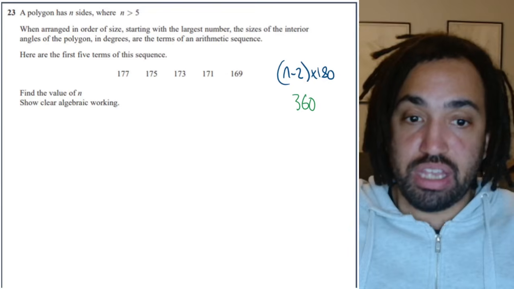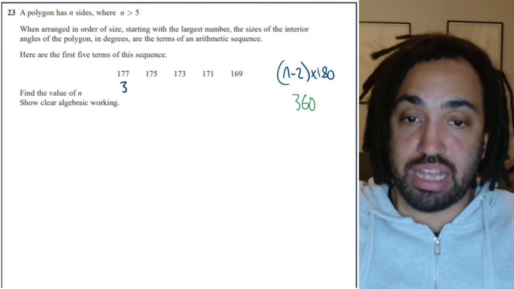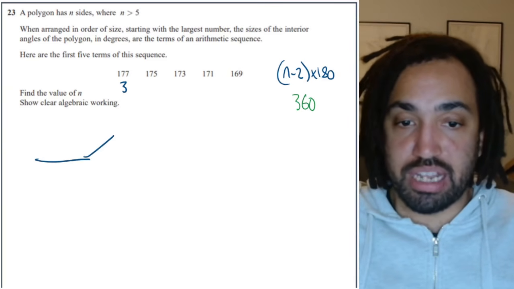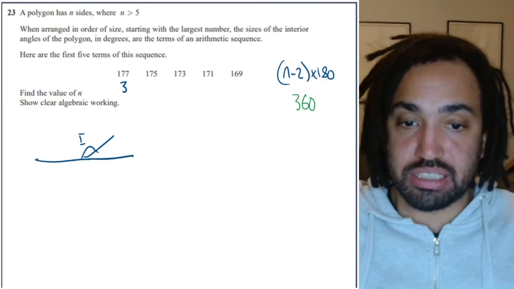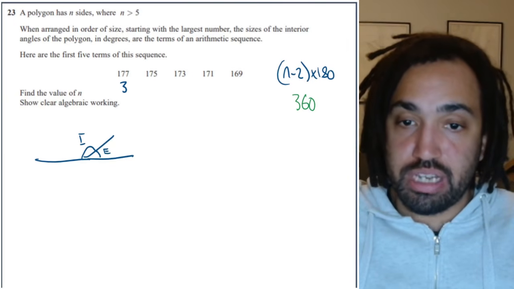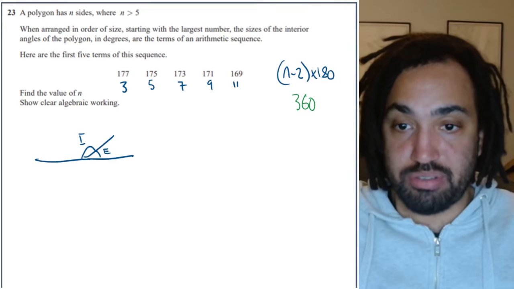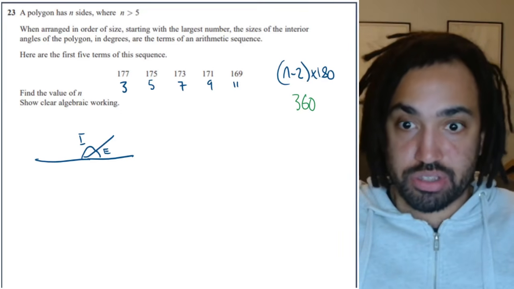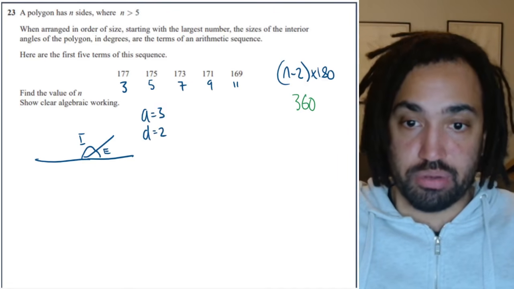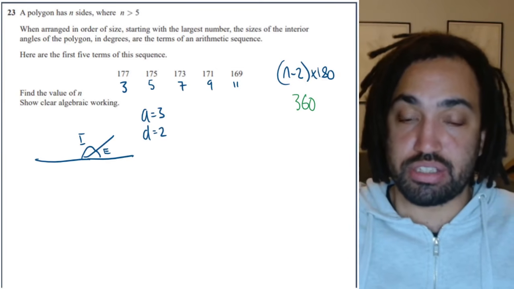So what are the exterior angles? Well, this one must be 3 because we know the exterior and interior add to 180. Because if we have an interior angle like this, then the exterior angle is on a straight line, so they add to 180. Okay, so we have 3, this one must be 5, this one must be 7, this one must be 9, and this one must be 11. Great. So what's the first term? 3. What's the difference? 2. Yeah, perfect. A is 3, d is 2.